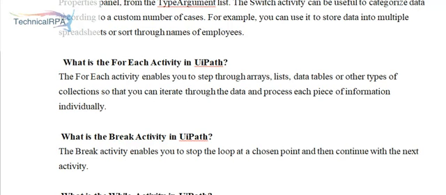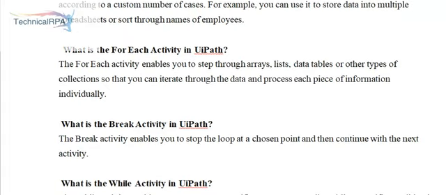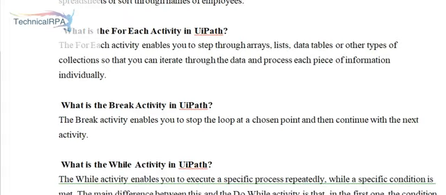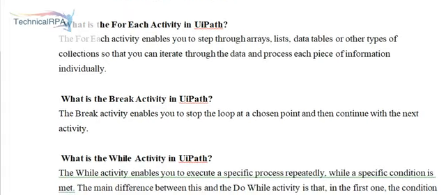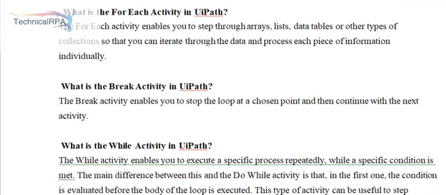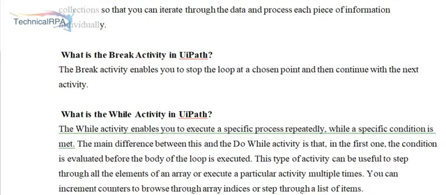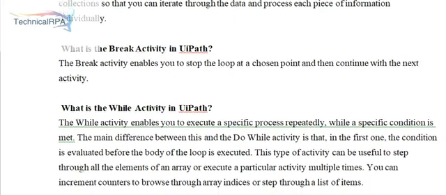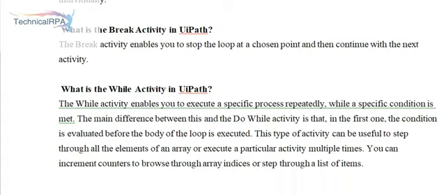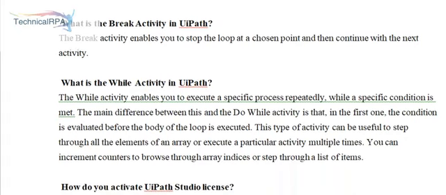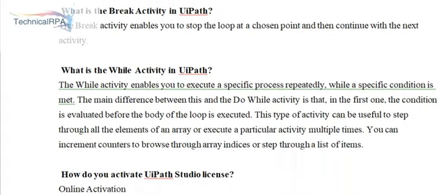What is the for each activity in UiPath? The for each activity enables you to step through arrays, lists, data tables or other types of collections so that you can iterate through the data and process each piece of information individually. What is the break activity in UiPath? The break activity enables you to stop the loop at a chosen point and then continue with the next activity.